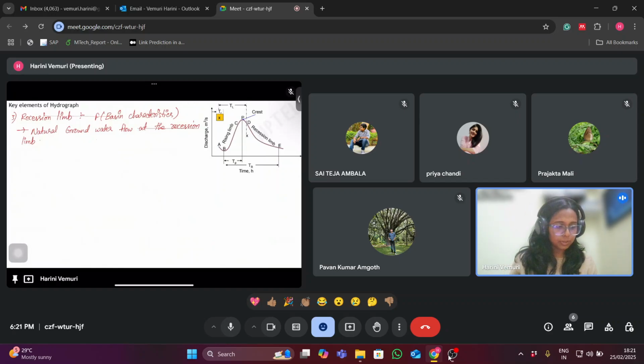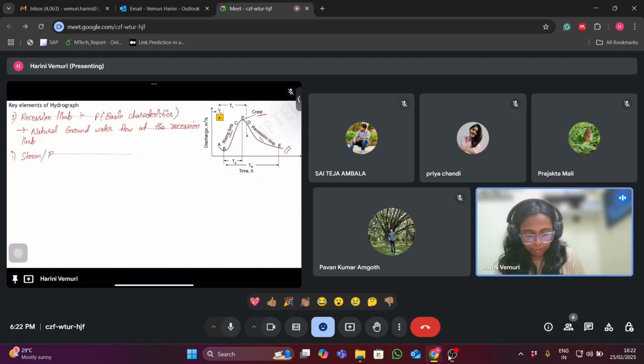Okay, now coming to the key elements of hydrographs. In this figure, you can see that we have discussed the three components: rising limb, crest, and recession limb. But you can also see some variables like TP, TB, and so on. These are the key elements of the hydrograph. The first key element is storm or rainfall duration. The storm or rainfall duration is the duration of the excess rainfall represented by the hydrograph. It is represented by TR in the figure.